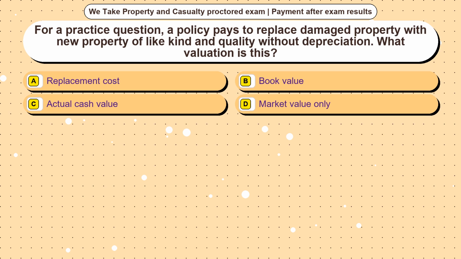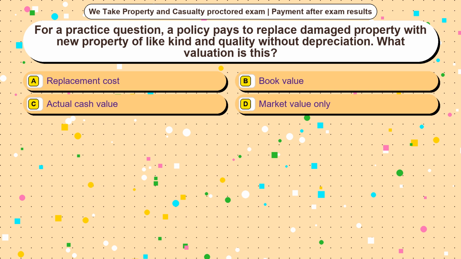Question 4. For a practice question, a policy pays to replace damaged property with new property of like kind and quality without depreciation. What valuation is this? Option A, replacement cost. Option B, book value. Option C, actual cash value. Option D, market value only. The correct answer is option.